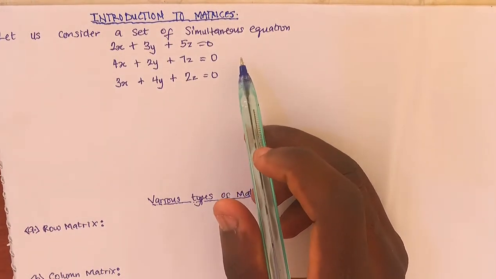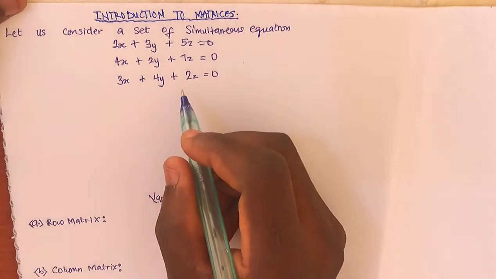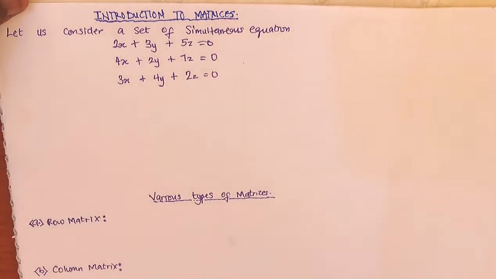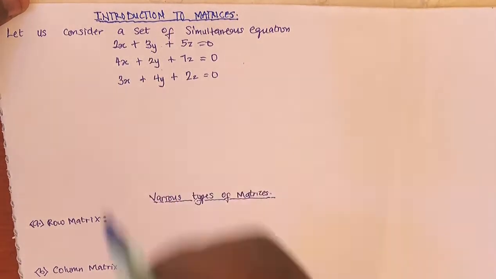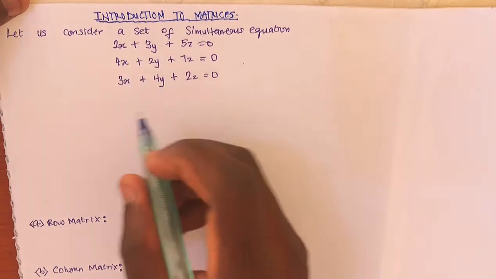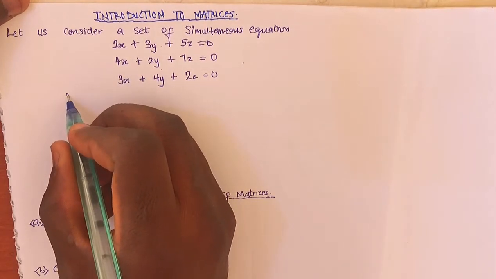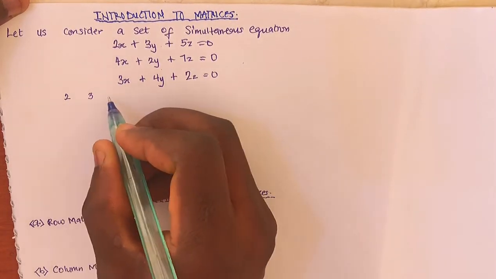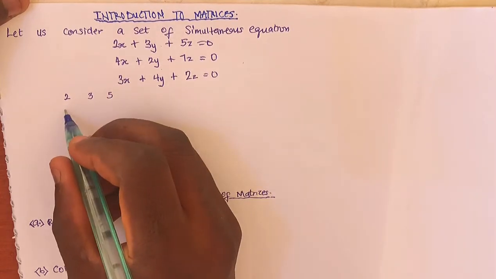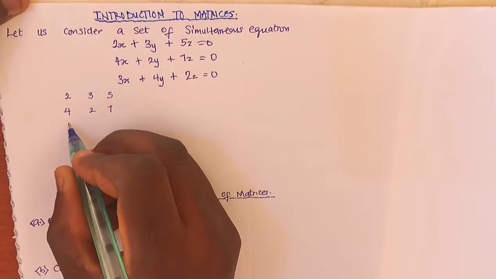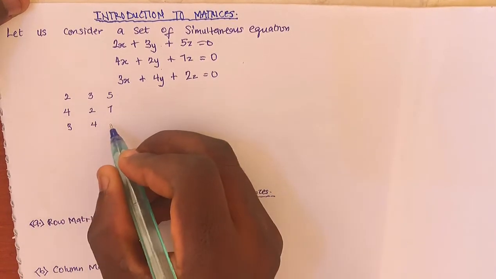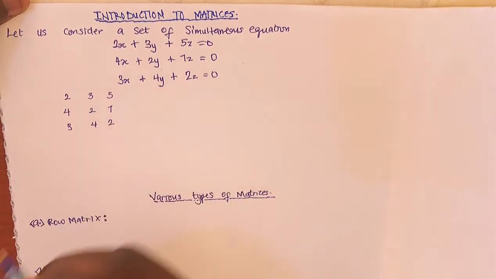Considering a set of simultaneous equations, in this simultaneous equation, I'm going to bring out all the coefficients of these variables. You understand? I'm bringing out all the coefficients of these variables here. I have 2, 3 and 5, followed by 4, 2 and 7, having 3, 4 and also 2. Can you see it now?